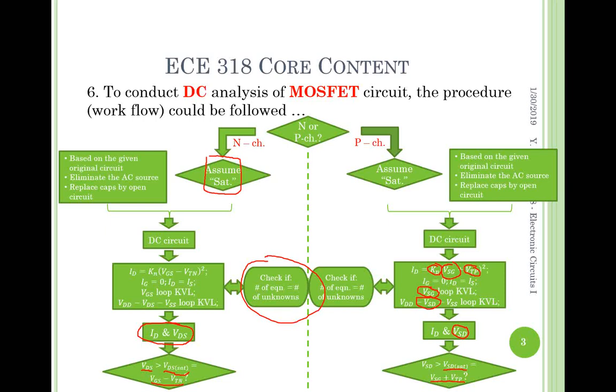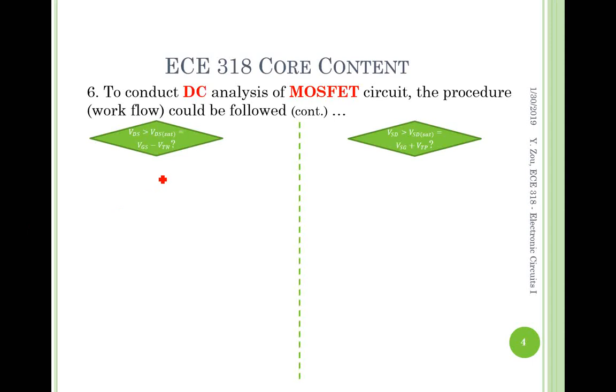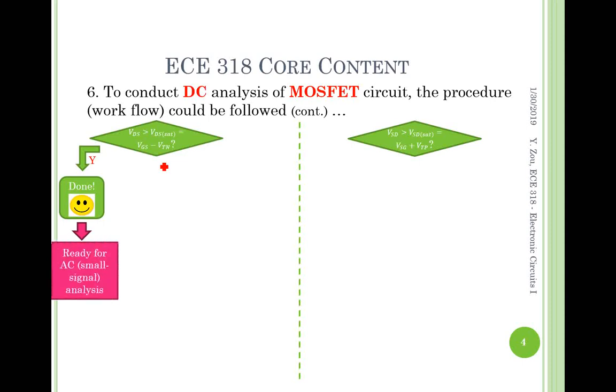Okay, let's move on, going back to the N-channel route. We are checking. If the answer of this check is yes, which means VDS is greater than the saturation voltage, that means our assumption was correct. So it is in the saturation region, and we should smile now. It means the DC analysis is already done, and done means we got ID, which is ready to be used for AC small signal analysis.